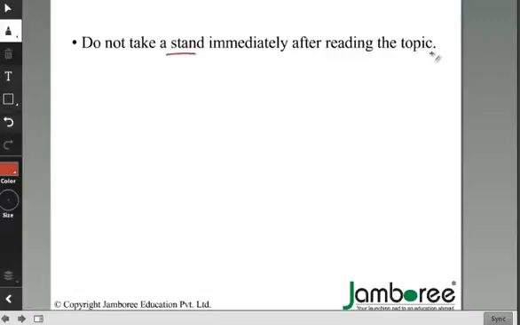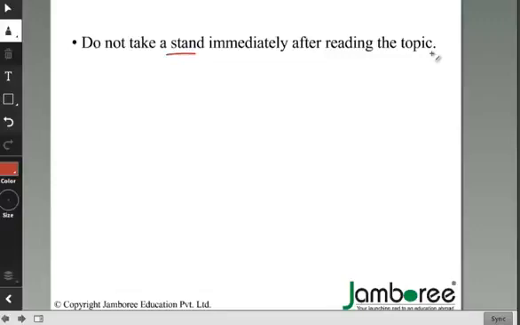I'm assuming that you know what an issue topic is, right? You will be given a topic, and then you will be asked to either agree with it or disagree with it, and then elaborate on why you agree or why you disagree. So you have to take a stand. You have to say yes, I agree, or no, I do not agree. You cannot write a neutral essay. You have to take a stand.